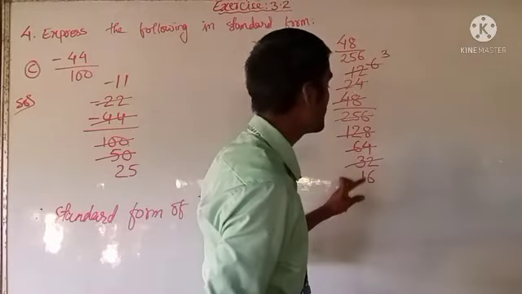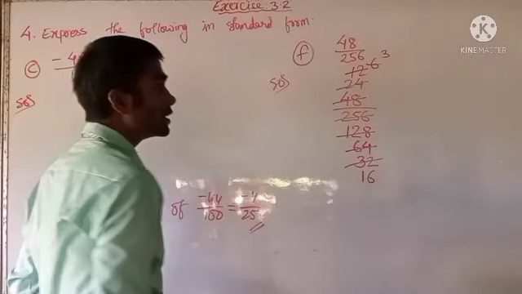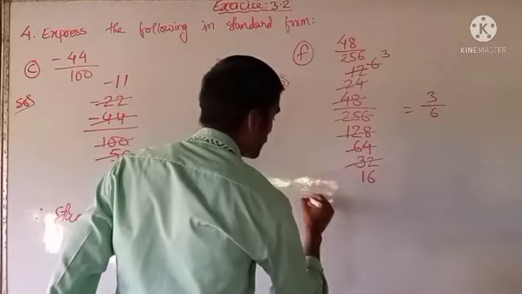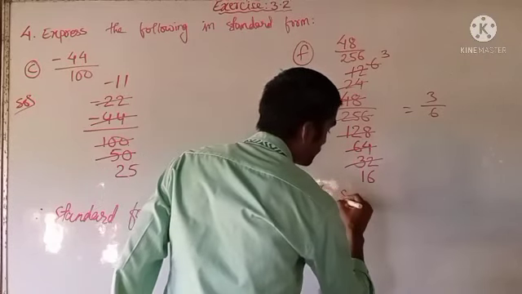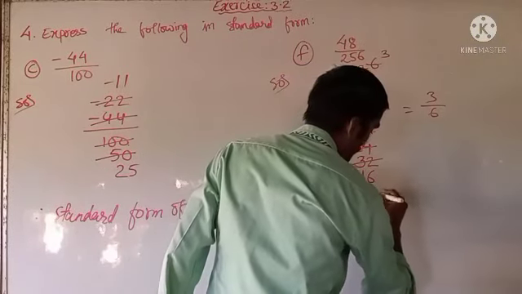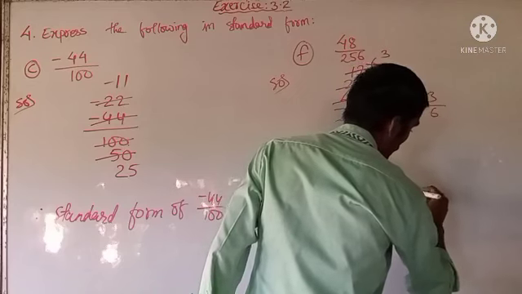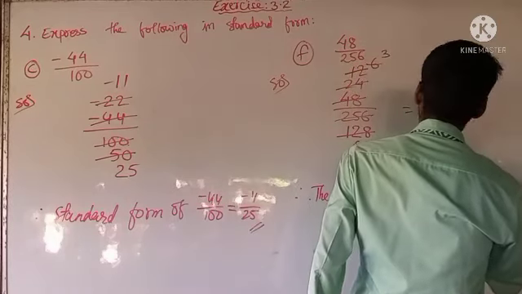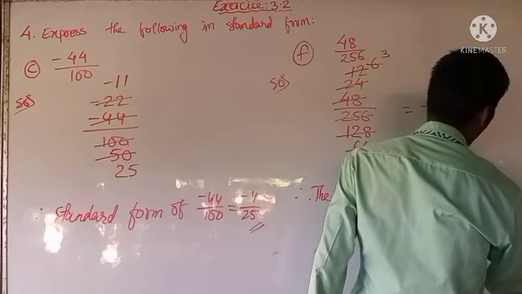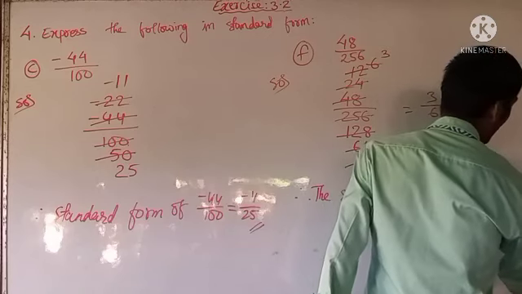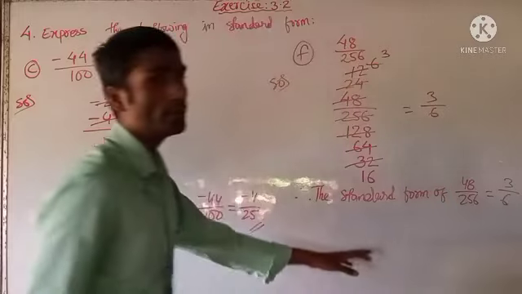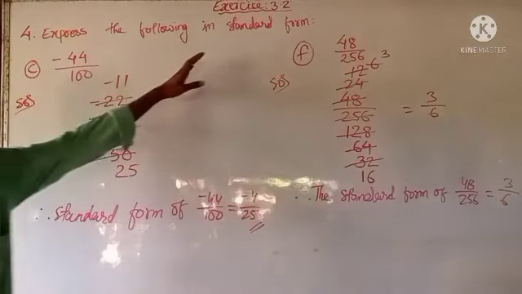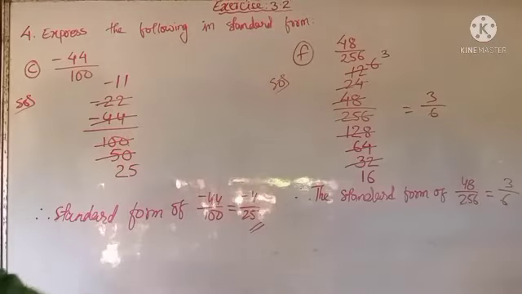Now 3 and 16 are not divisible by any common number. So we got here 3 by 16. Therefore the standard form of 48 by 256 is equal to 3 by 16. This is our required answer. So in this way you can divide and then you can find the standard form of any given rational numbers.